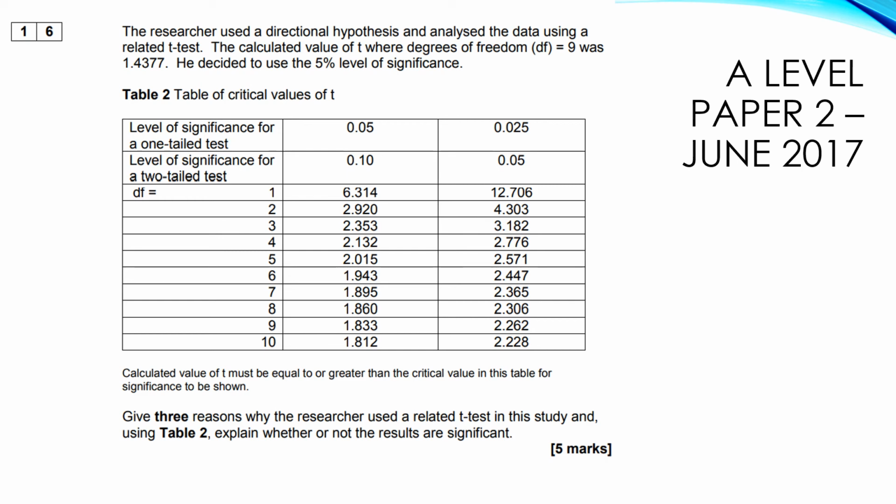You'll see also below table 2 it says the calculated value of t must be equal to or greater than the critical value in this table for significance to be shown. So if we first of all look at the first part of this question, which is give 3 reasons why the researcher used a related t-test in this study, you want to be having a look at your table with all of the different statistical tests.